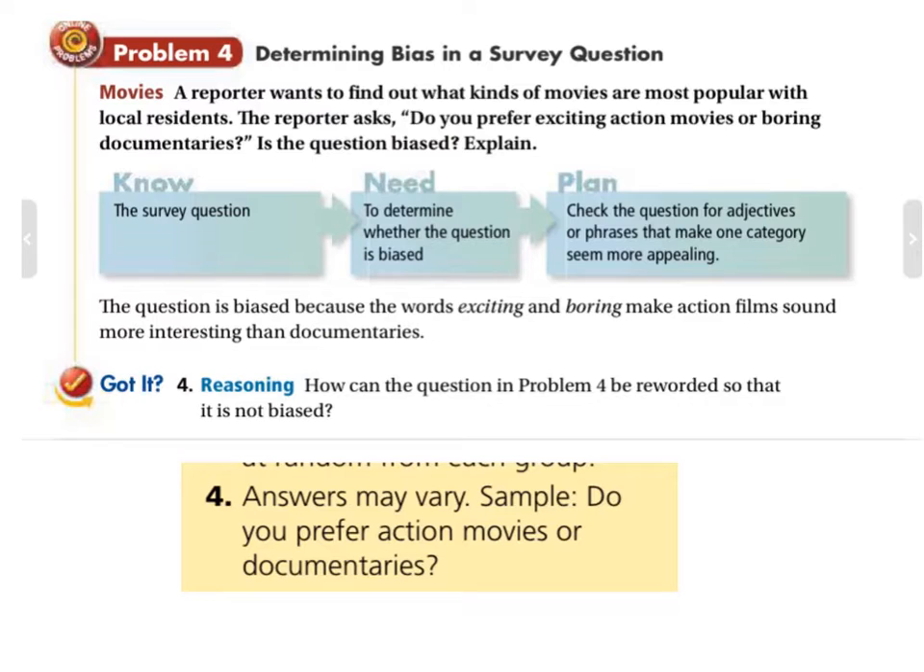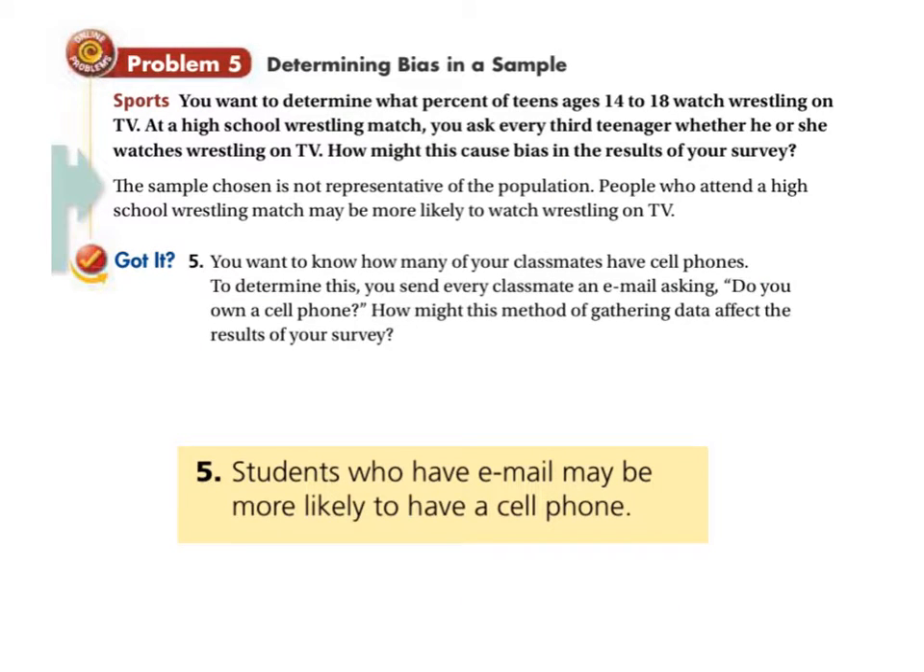I don't know. So a little more discussion of bias, determining bias in a sample. You want to determine what percent of teenagers 14 to 18 watch wrestling on TV. At a high school wrestling match, you ask every third teenager whether he or she watches wrestling on TV. How might this cause bias? Well, you're asking teenagers at a wrestling match about wrestling. So that might be the bias right there. Now, if you go and ask them instead at a dance recital, you might get different results.